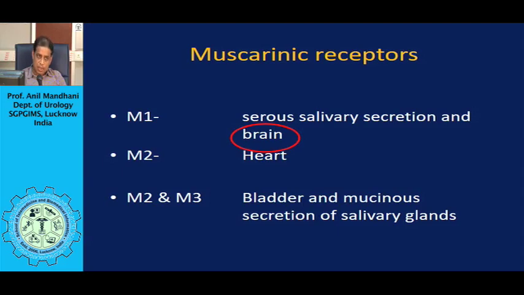Citrate is an inhibitor of stone formation. So we advise them to increase the intake of citrus fruits. That can help in preventing calcium oxalate stone formation. So this is about dietary precaution, and let's talk about urinary incontinence.